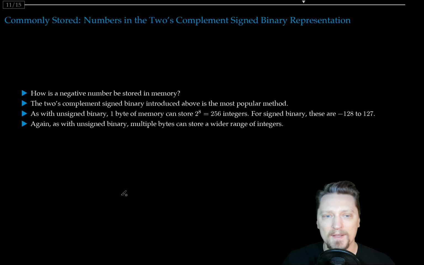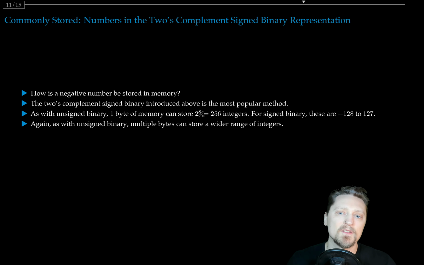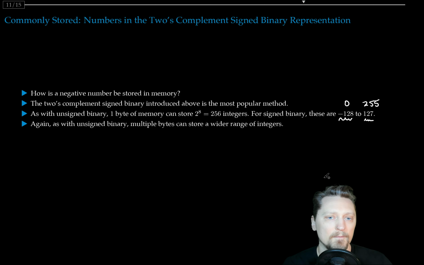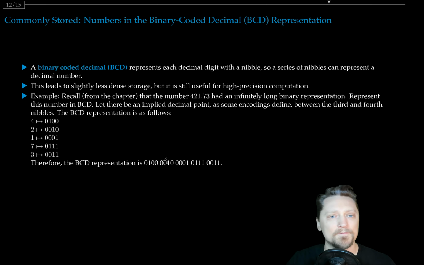Commonly stored: numbers in 2's complement signed binary. This is how we represent negative numbers in computer memory. As with unsigned binary, 1 byte of memory can store 2 to the 8, or 256, integers. For signed binary, these integers are negative 128 to positive 127, instead of 0 to 255 as it was for unsigned binary. Again, as with unsigned binary, multiple bytes can store a wider range of integers.